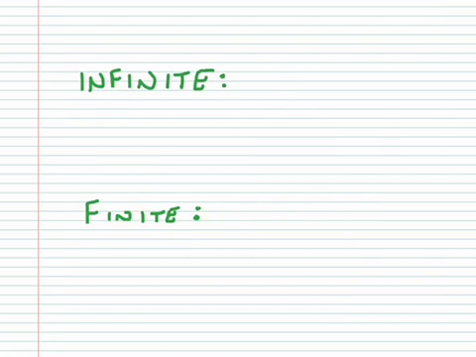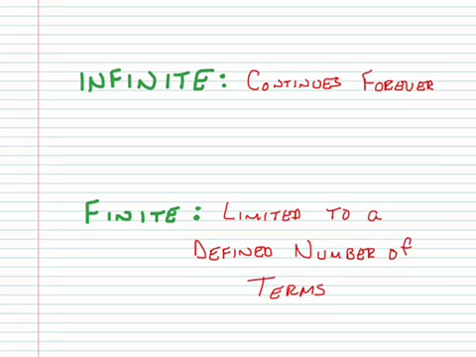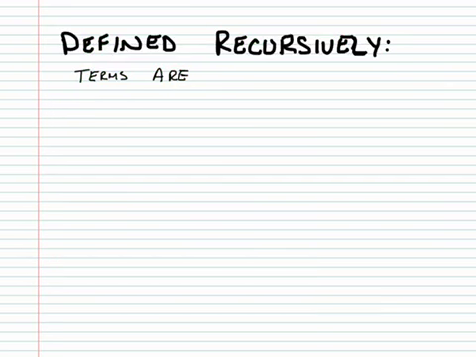You will find that we come across two different types of sequences in terms of length as well. We have infinite sequences, which of course continue forever, but we also have finite sequences, which would be limited to a defined number of terms, a specified number of terms. In our recursively defined sequences, you'll find that the terms are defined by previously occurring terms.